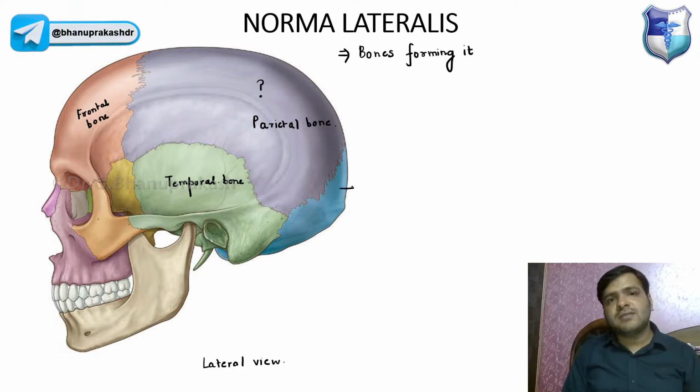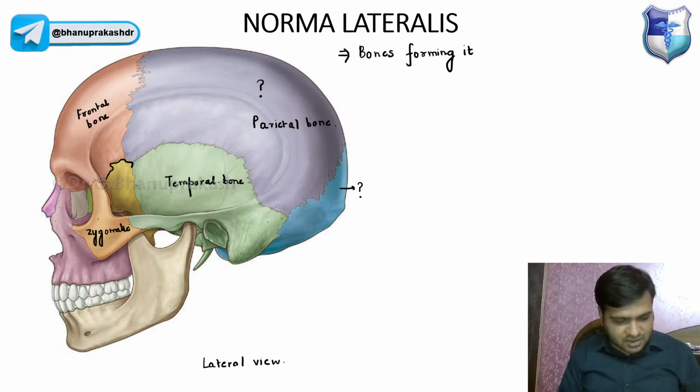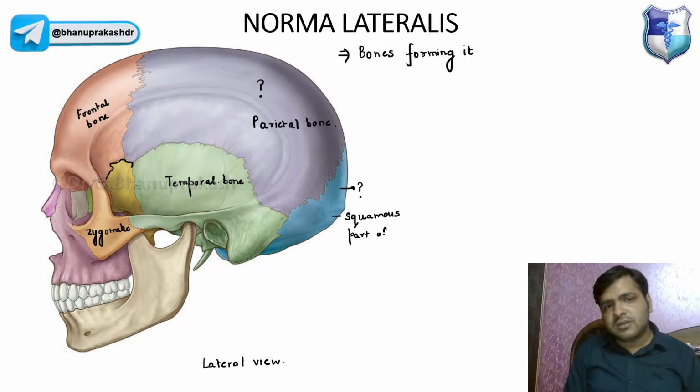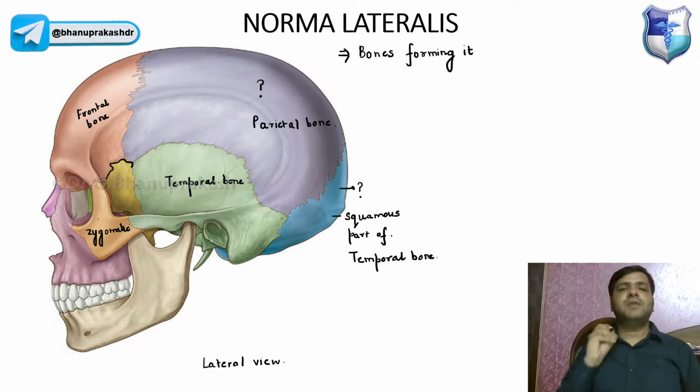And behind, you are going to tell me which bone it is. Quickly tell me, guys. The major bones you already know. But in the lateral view, you can also appreciate the zygomatic bone. Even this yellow colored bone, beta, which you can appreciate over here. Especially, if I just want to write this, this is the squamous part of the temporal bone. Remember, it is the squamous part of the temporal bone.